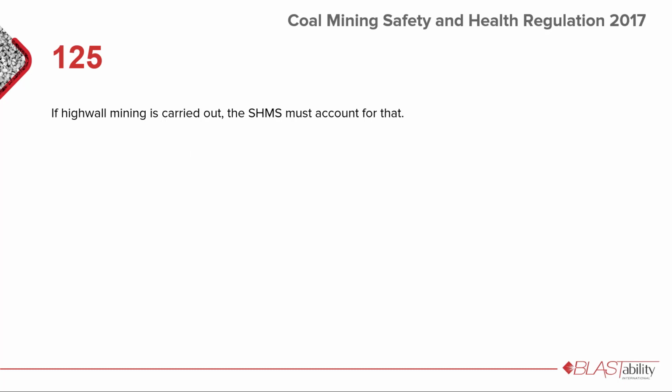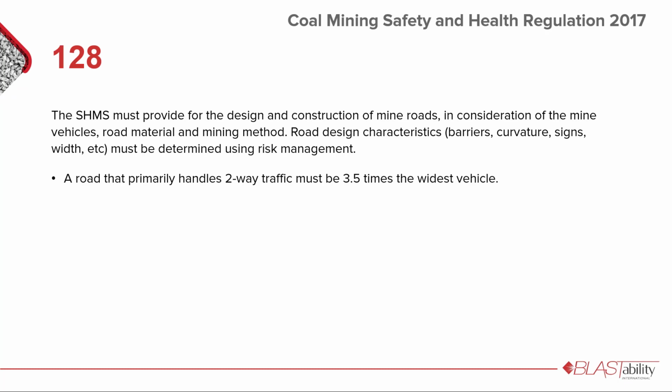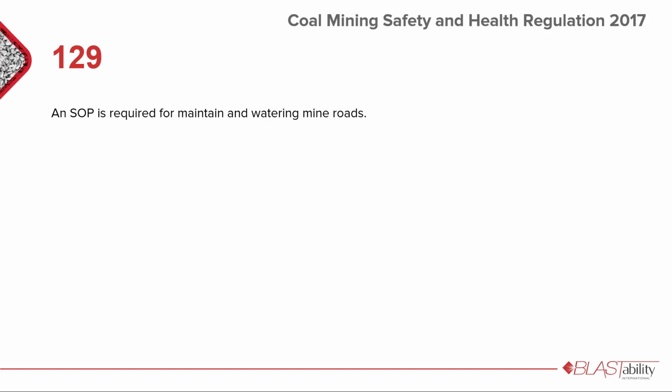125. If highwall mining is carried out, the SHMS must account for that. 128. The SHMS must provide for the design and construction of mine roads, in consideration of the mine vehicles, road material, and mining method. Road design characteristics, barriers, curvature, signs, width, etc., must be determined using risk management. A road that primarily handles two-way traffic must be 3.5 times the widest vehicle. 129. An SOP is required for maintaining and watering mine roads.